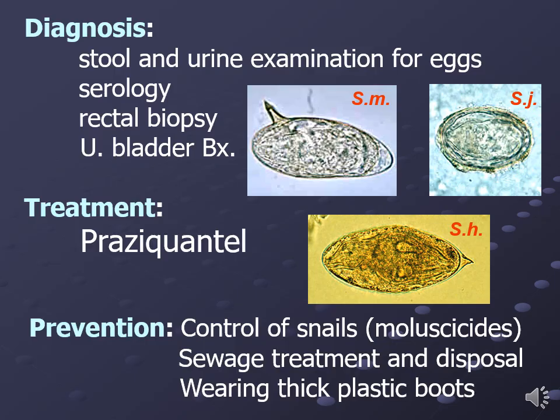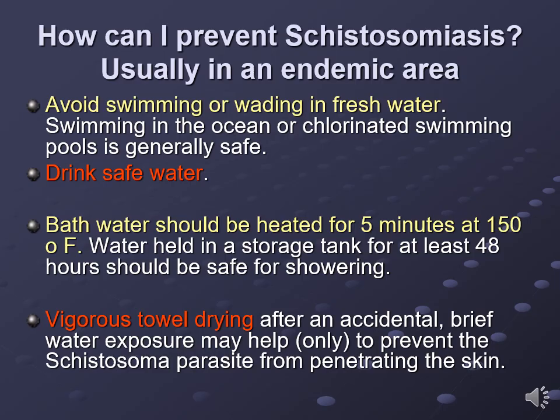Wearing thick plastic boots, like a big jazma, can be very protective, but those are not readily available in the rural, poor areas as well. All right, how can I prevent schistosomiasis? Usually in an endemic area, avoid swimming or wading in fresh water. Drink safe water. This is a minor mechanism of infection, but make sure to drink safe water. This goes for anything else, better than getting gastroenteritis.